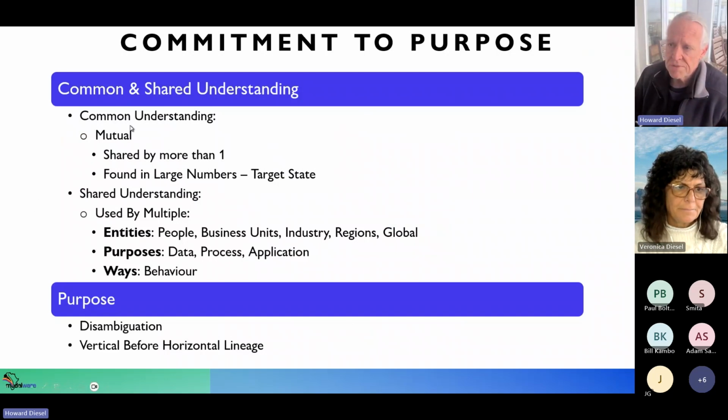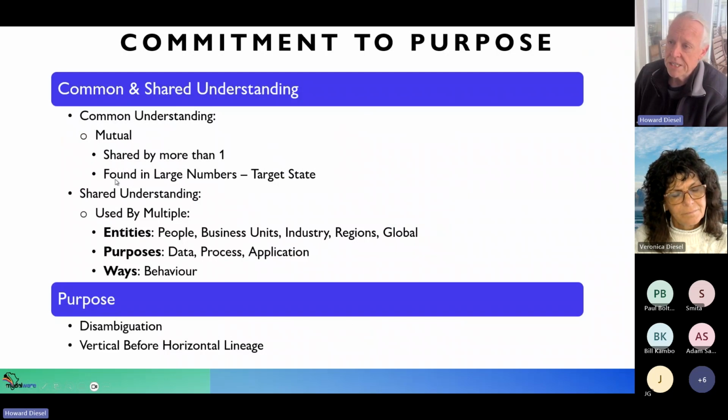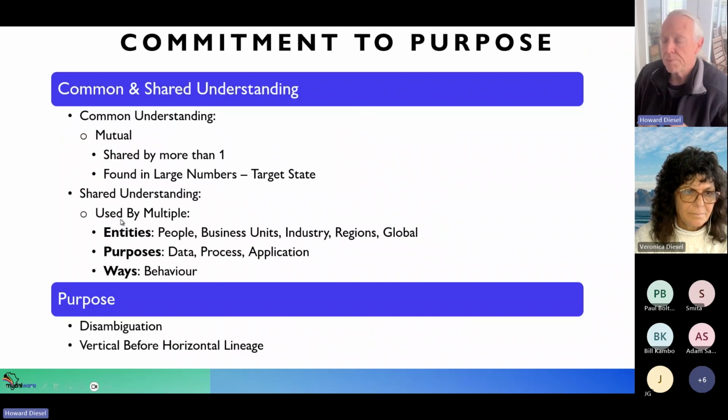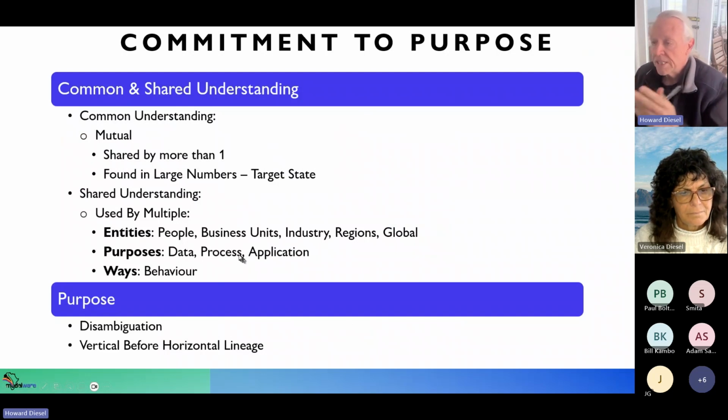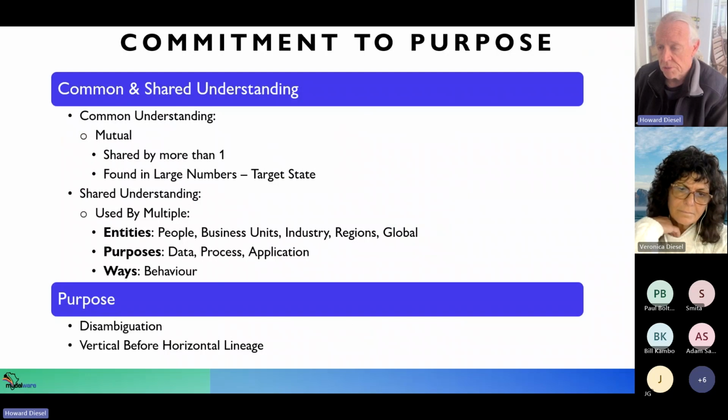What I wanted to share with you is that the first step is common understanding, i.e., we have more than one person agreeing with that. And the target state is to be found in large numbers in your organization. You all have a common understanding of that situation. So it's a mutual understanding. Now, a shared understanding is used by multiple people, used by multiple entities, and used for multiple purposes. For example, a data conceptual model, a process conceptual model, that's typically your capability map, which is a conceptual model of the processes. And then you have an application conceptual model. And then ways, that's behavior. How do we behave? That's also used in multiple terms. And the final purpose is this disambiguation.